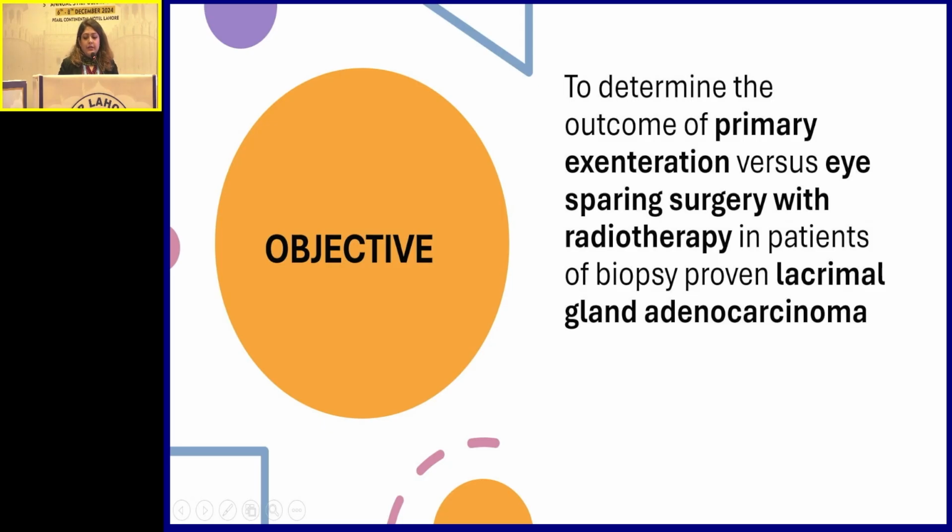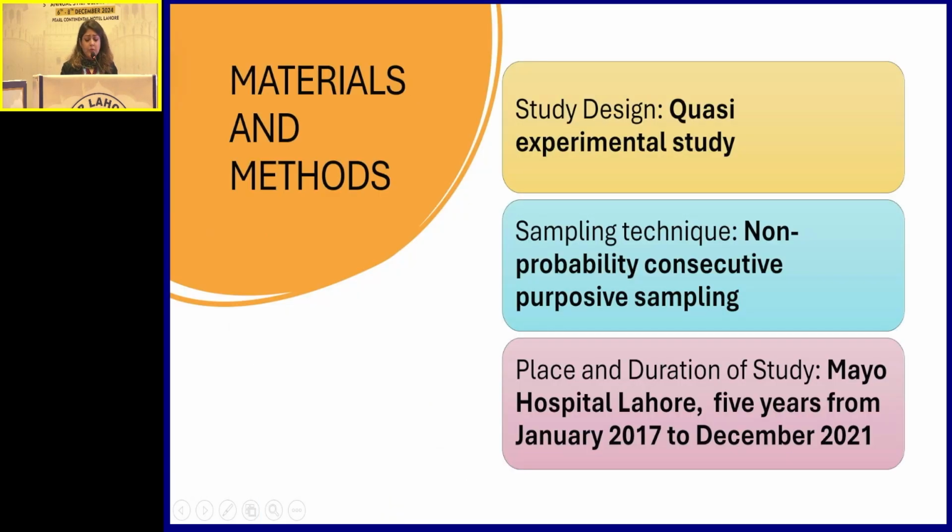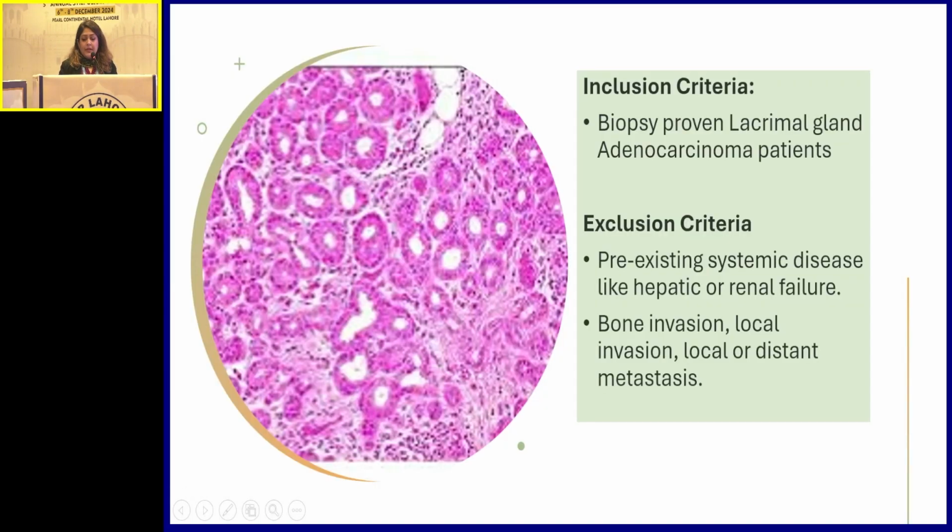We designed a study in which we compared patients who underwent primary exenteration with those patients who had adjuvant therapy after their biopsy surgery. It was a quasi-experimental study, and the consecutive patients who presented to Mayo Hospital, Lahore were included for about 5 years, from January 2017 to December 2021. It's quite a rare malignancy, so we needed to observe patients for a longer time, so that we had sufficient strata to prove our results.